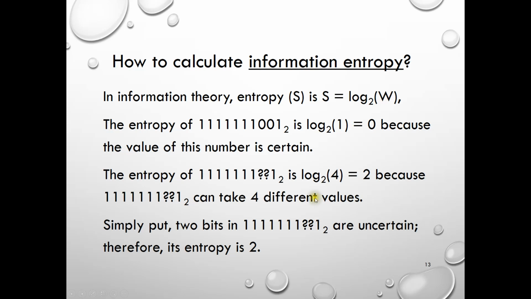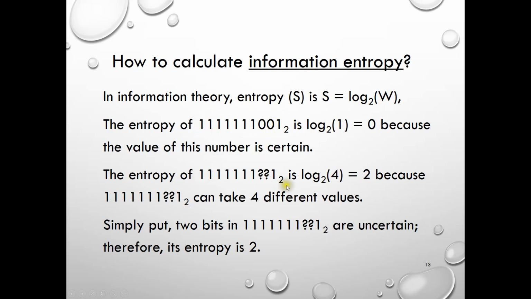We can also calculate the entropy of numbers. Let's look at this number. The entropy of this number is 0 because the value of this binary number is certain. There's no uncertainty. Also, we can tell the value of this W for this number is just 1 because this number has only one possible value.